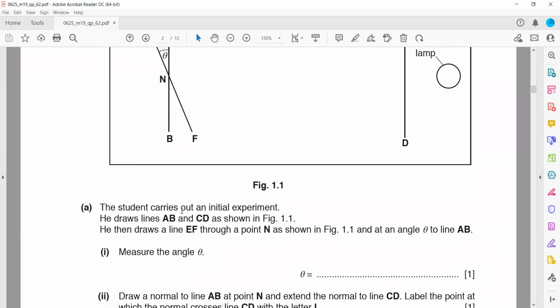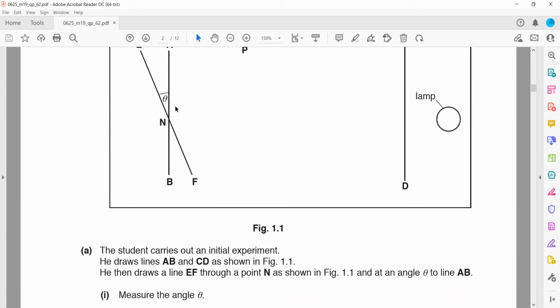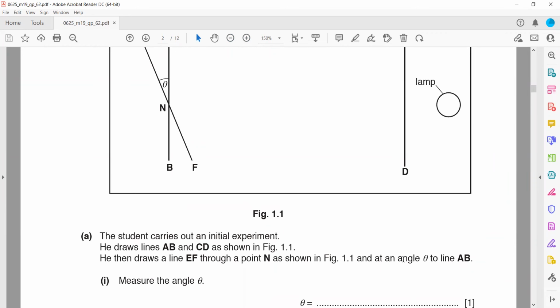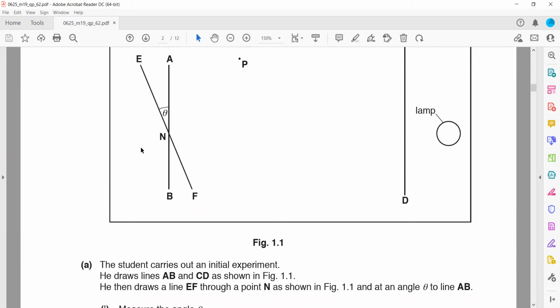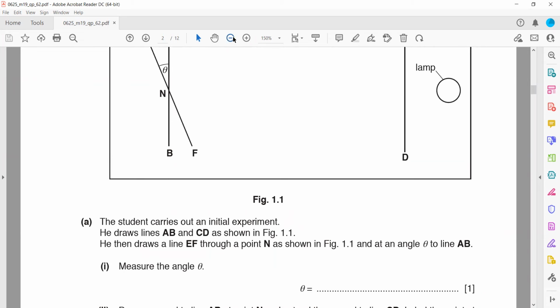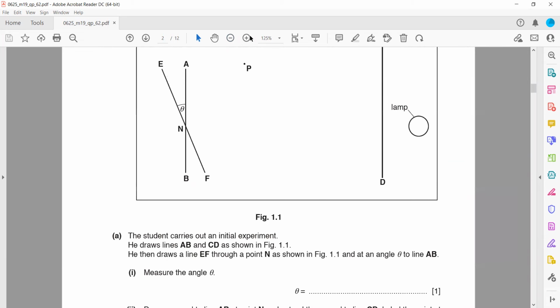He drew a line AB and CD as already shown, and he then drew a line EF at point N, shown on figure 1.1, at an angle theta to the line AB. So we have to measure this angle theta. How will you measure this angle theta?